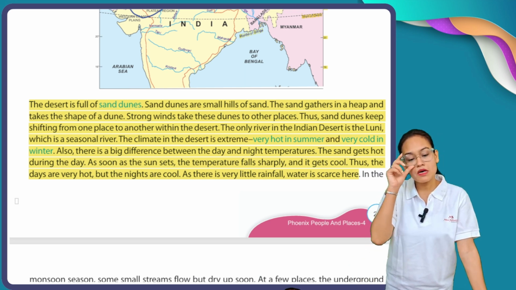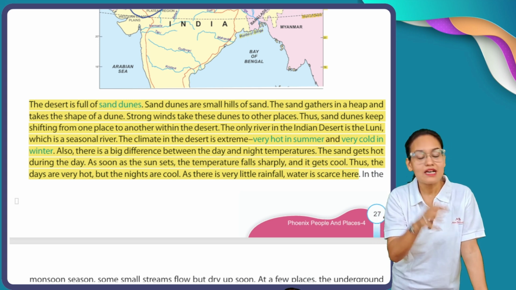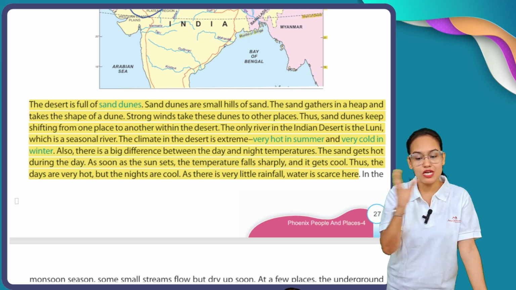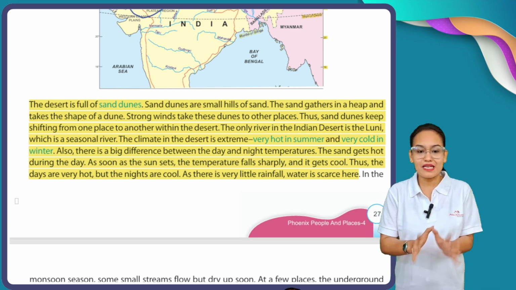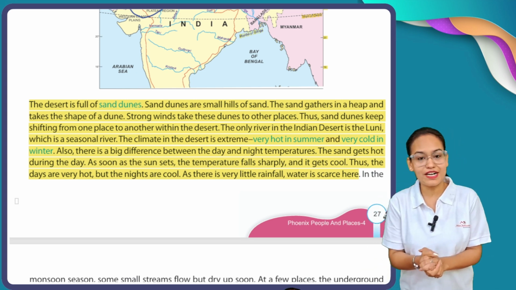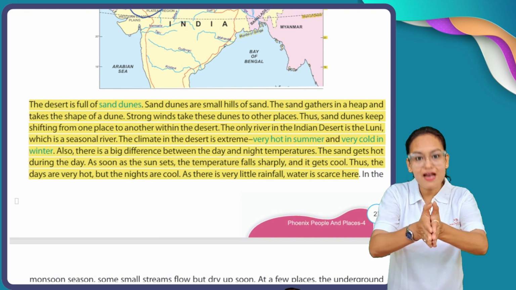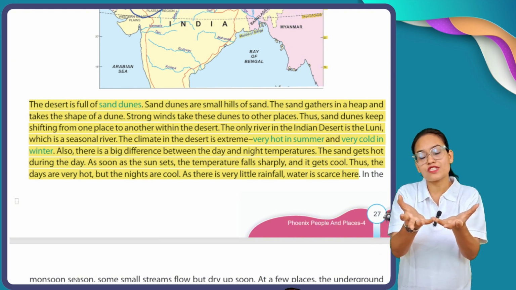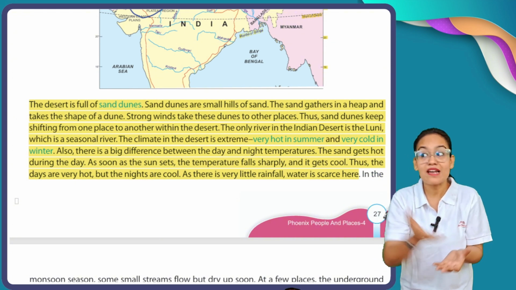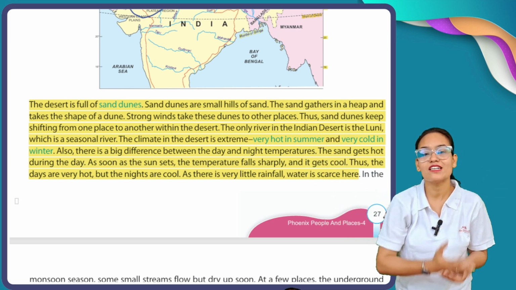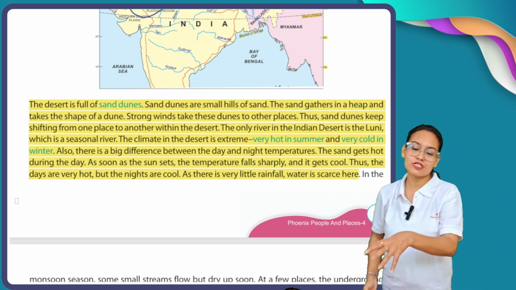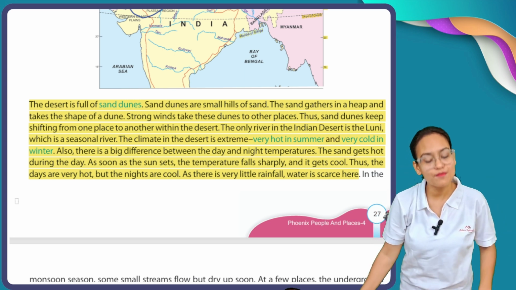Now, these sand dunes take the shape, means all the sands of the Great Indian Desert collect in an area, and that collected portion of sand takes the form of a dune. And now the strong blowing winds in the desert area take all that sand from one place to another place.